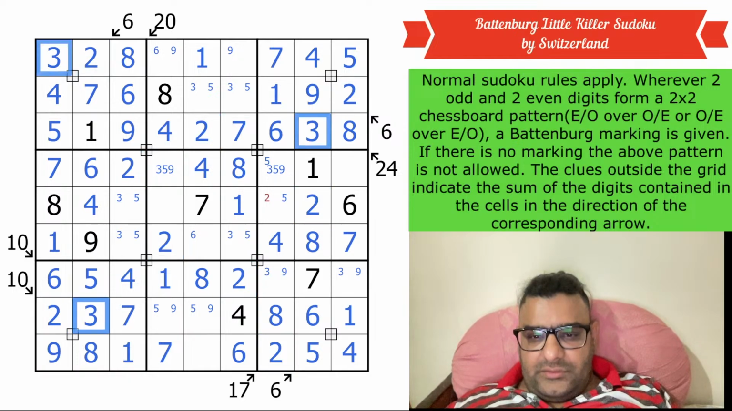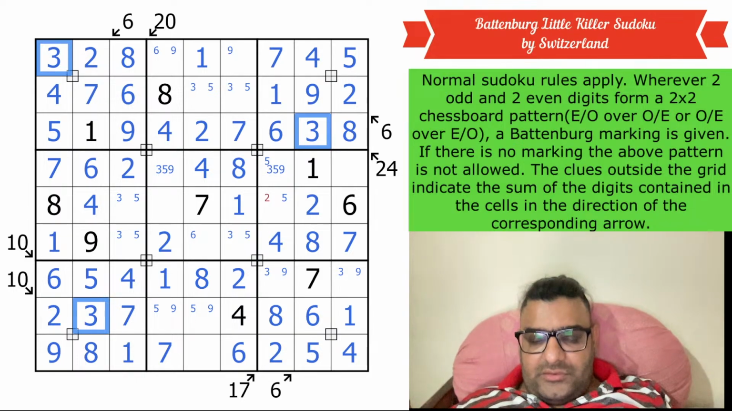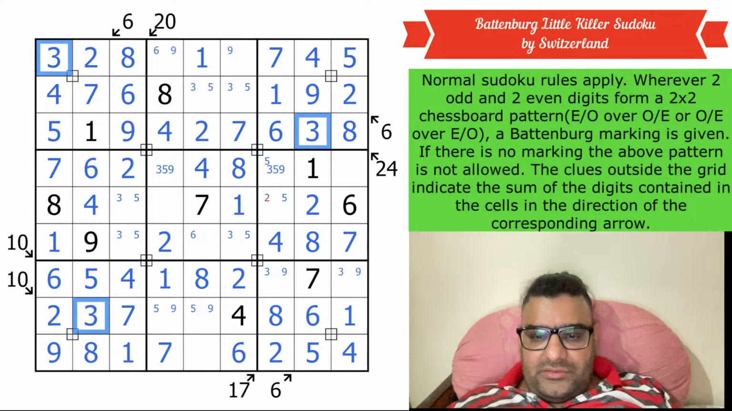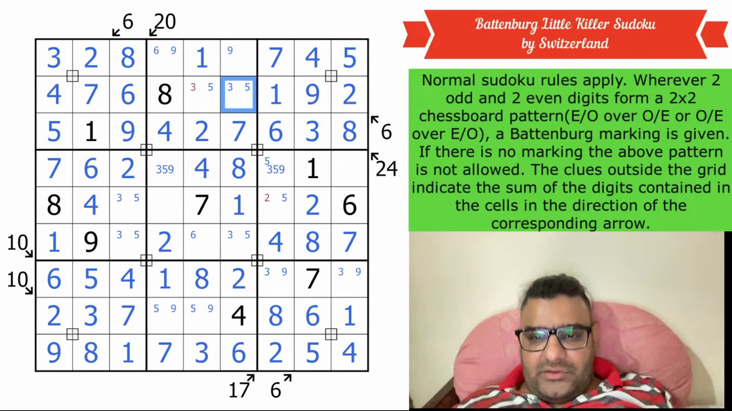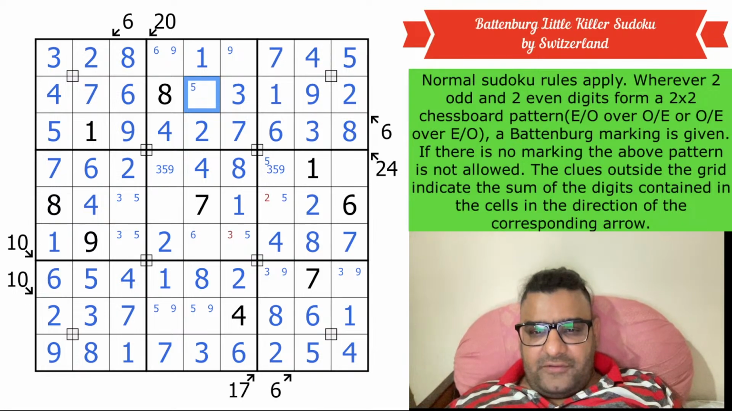What about 3? You know, 1 of 3 is there, 1 of 3 is there. So this is going to be 3. If I check this, 3 cannot be here. 3 can only be here. Okay, if 3 is one of these two, this cannot have a 3, it can only have a 5.